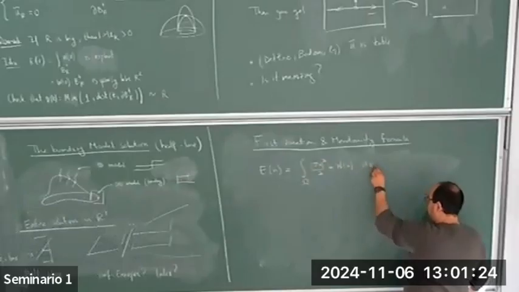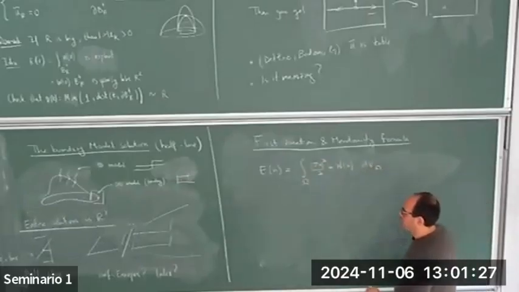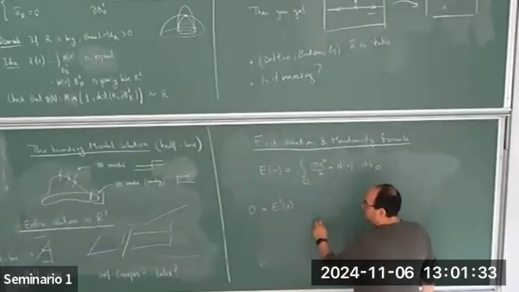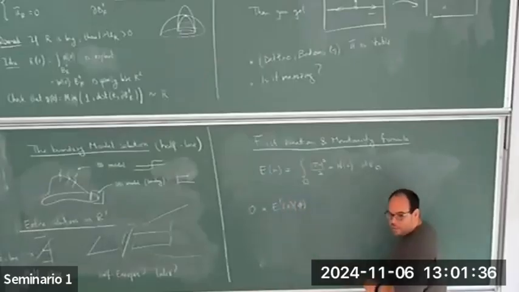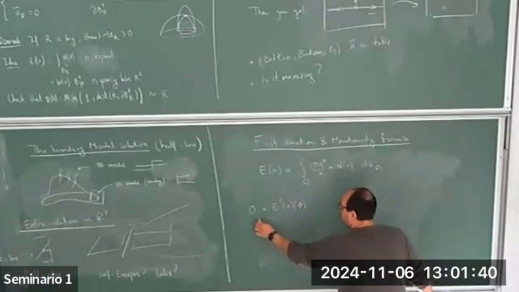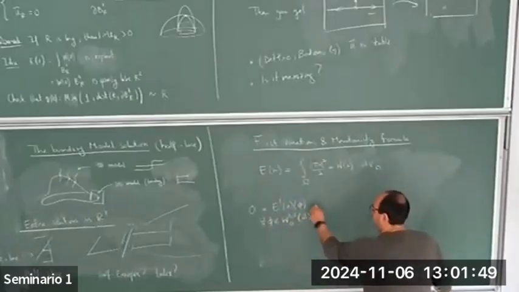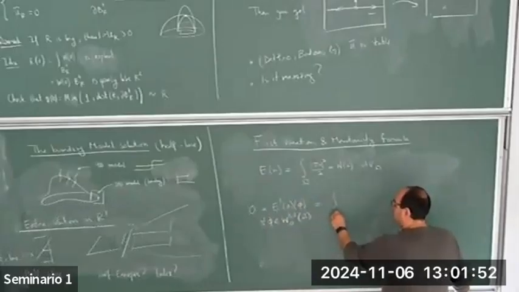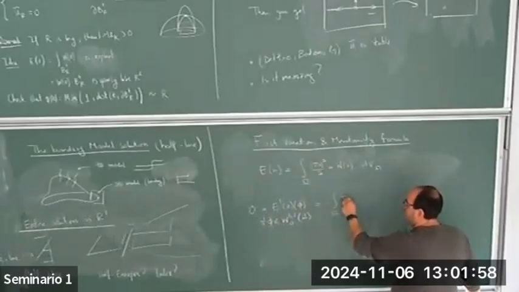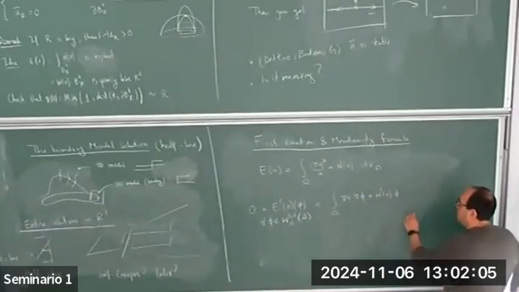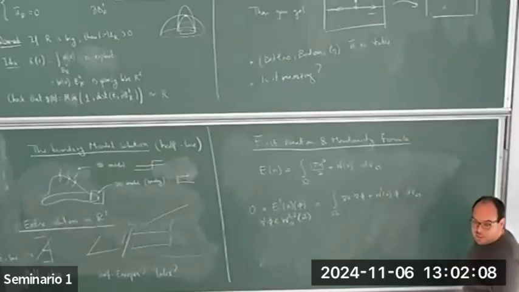Being a critical point of this is saying that the first variation at the point u in the direction of a given function phi is always 0. So this has to be 0 for all phi in W^{1,2}_0, or again you can use smooth functions if you're more comfortable. But what is this formula? You literally just put u plus t phi and take the derivative. So that's the first variation.